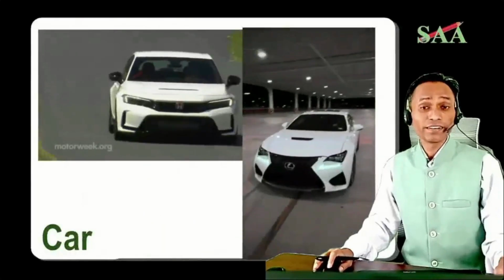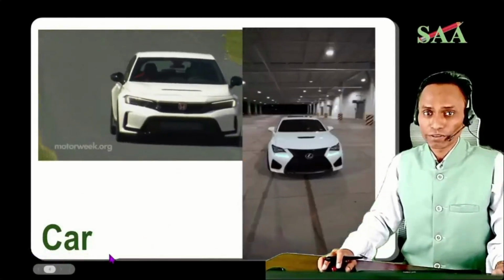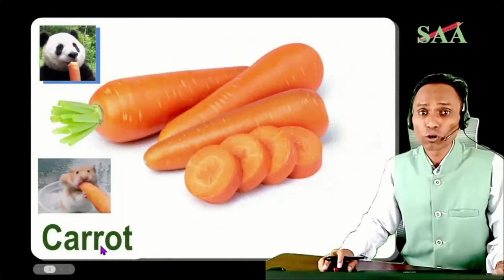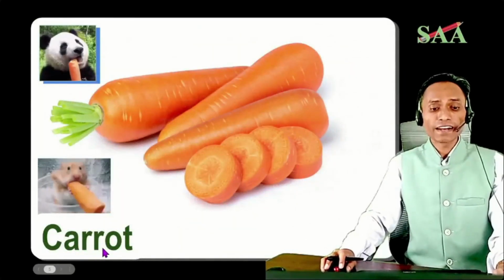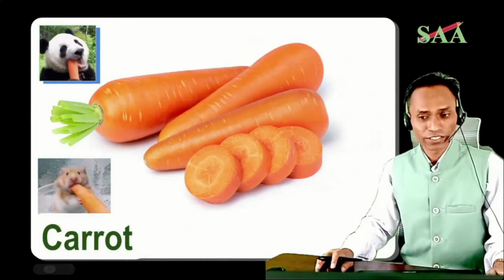Next word is here, car, C-A-R, car, right? The next one is carrot, carrot, C-A-R-R-O-T, carrot, okay? Carrot, right?